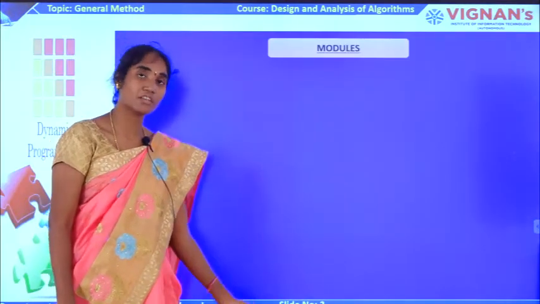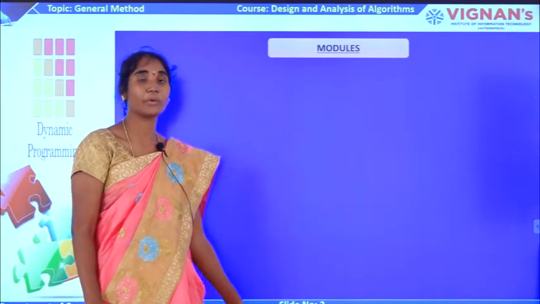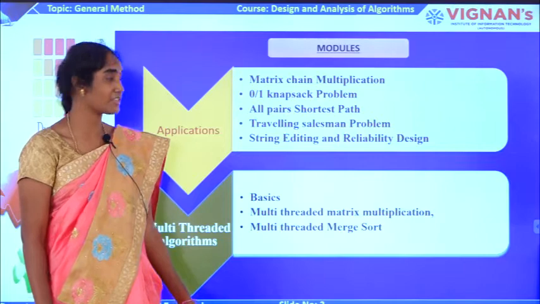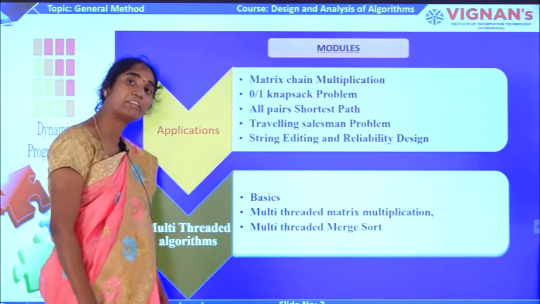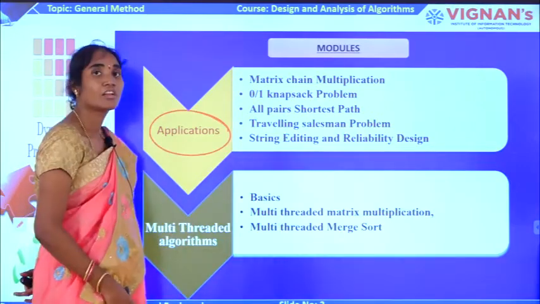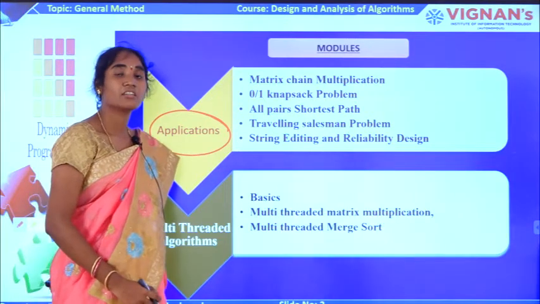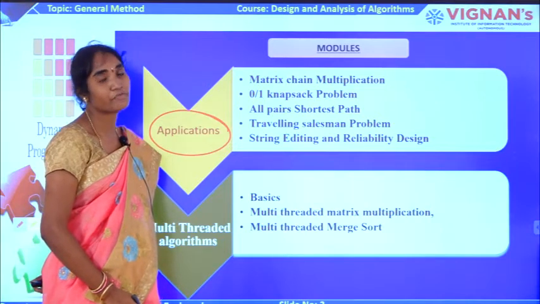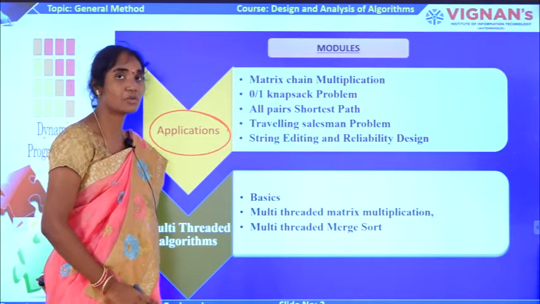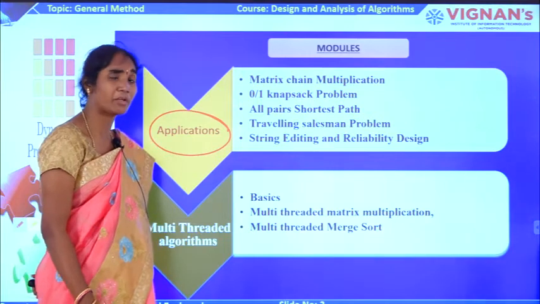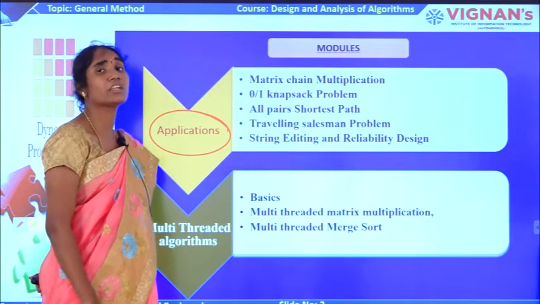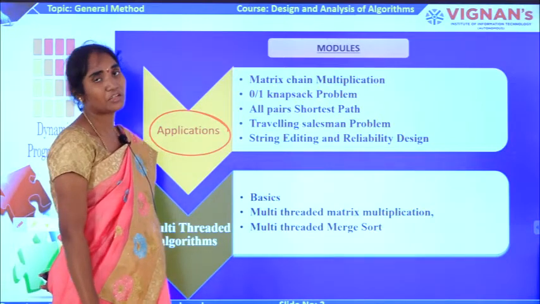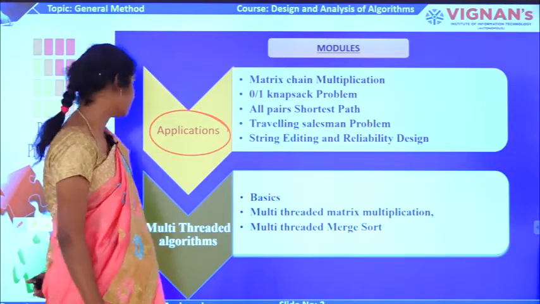Before going to this particular unit, I am dividing this unit into two modules. The first module corresponds to applications and the second module corresponds to multi-threaded algorithms. As I said, the complete dynamic programming unit is divided into two modules. After learning what dynamic programming is and what the general method is, in this unit we are going to learn several applications of dynamic programming.